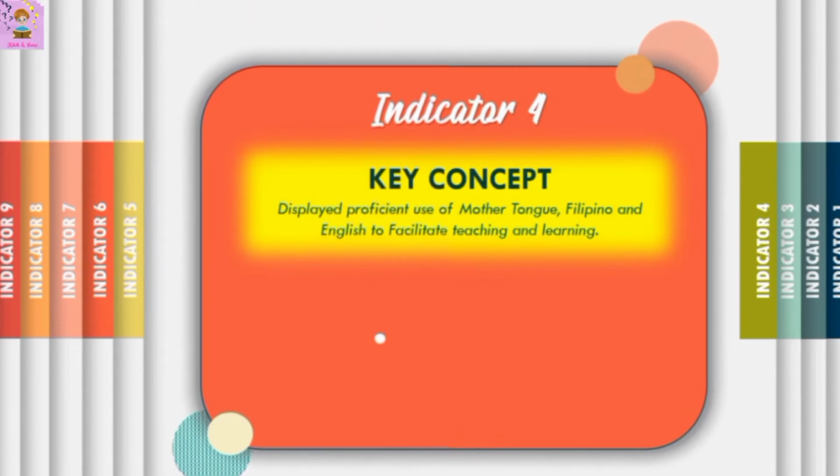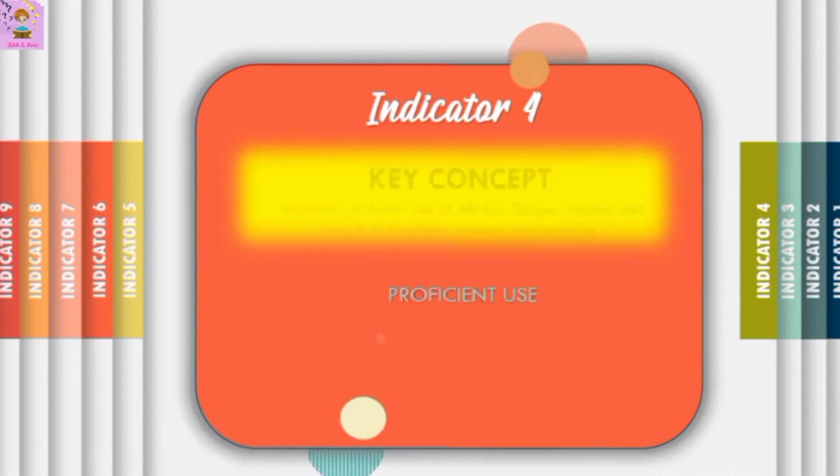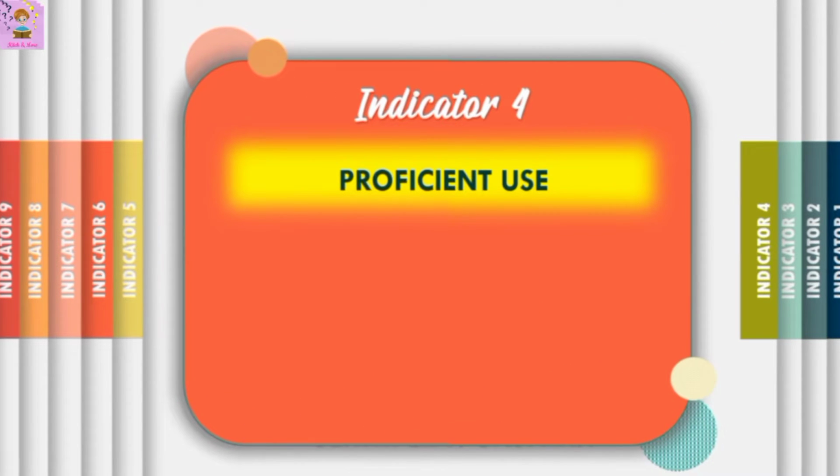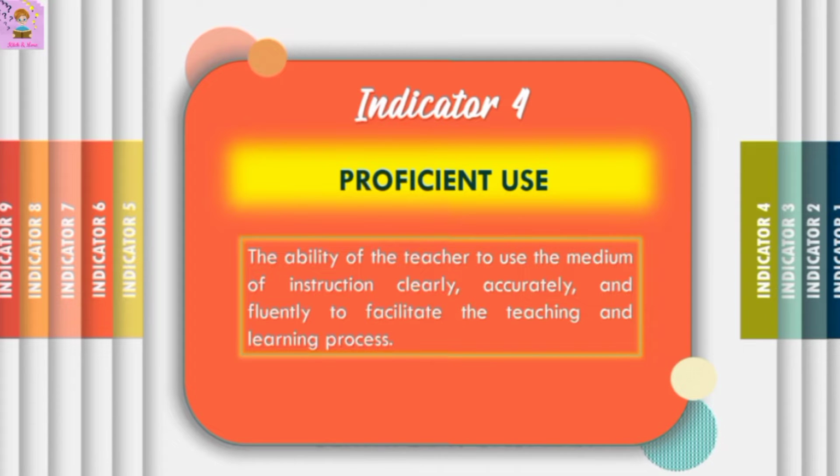The key concept that we need to take into consideration in this indicator is proficient use. How are we going to manifest this in our lesson? First, proficient use of mother tongue, Filipino, and English is the ability of the teacher to use the medium of instruction clearly, accurately, and fluently to facilitate the teaching and learning process.